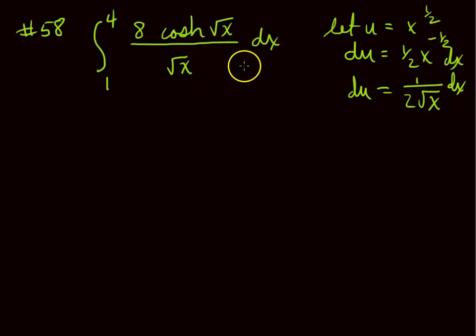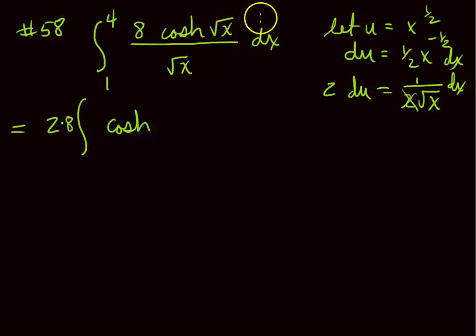Now I've got the dx and 1 over square root of x, but I don't have the 2, so I'm going to put the 2 here, 2 times, both sides. So now this will be a 2. Don't know what the limits are yet. The 8 should also come outside, most likely. The cosh of u and the rest of this with the 2 and the du is that dx over square root of x.